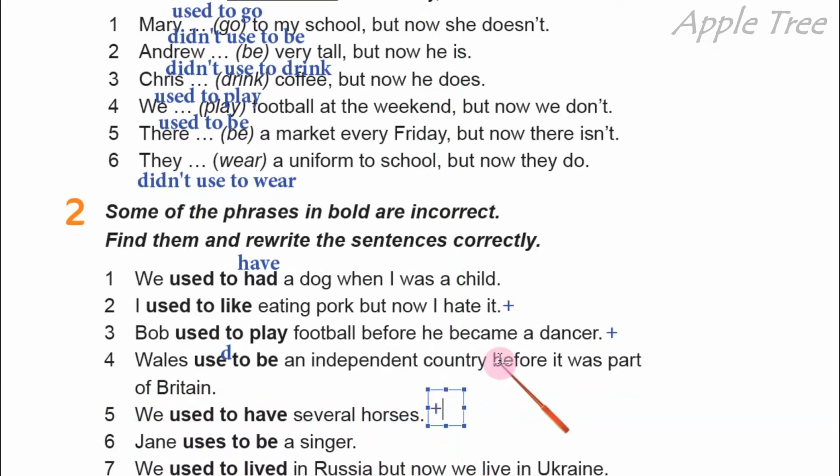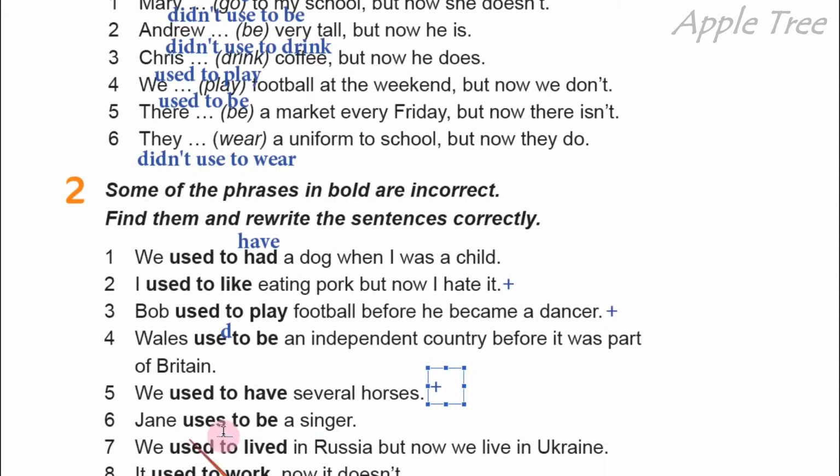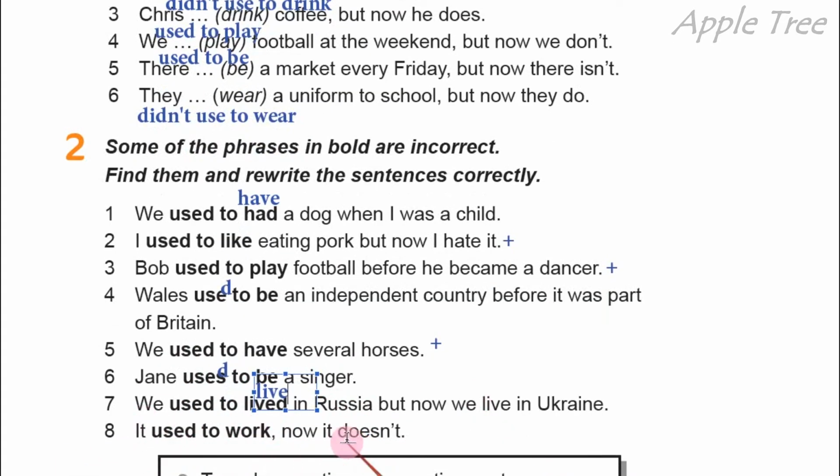This sentence is correct. Jane uses to be a singer. Окей, знову ж таки помилка в чому? У виразі used. Used to be. We used to live in Russia, but now we live in Ukraine. Слово live без закінчення d. Live. It used to work, but now it doesn't. Раніше воно працювало, зараз ні.